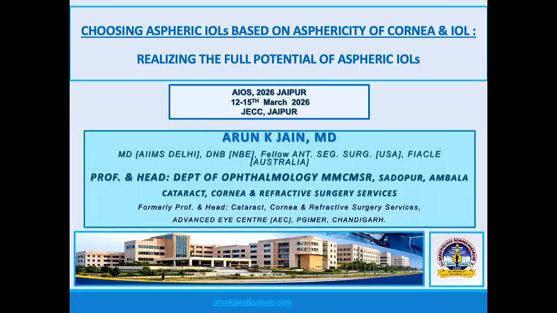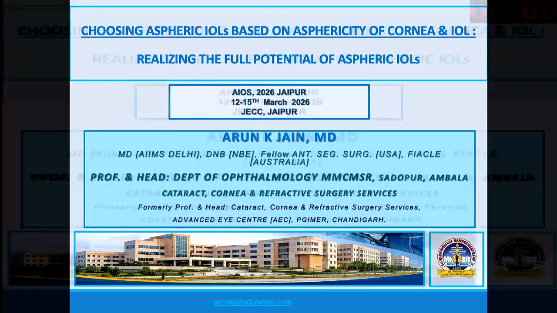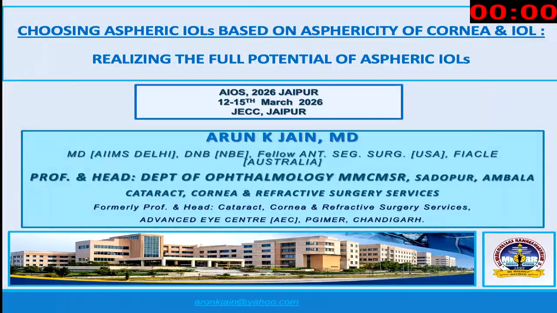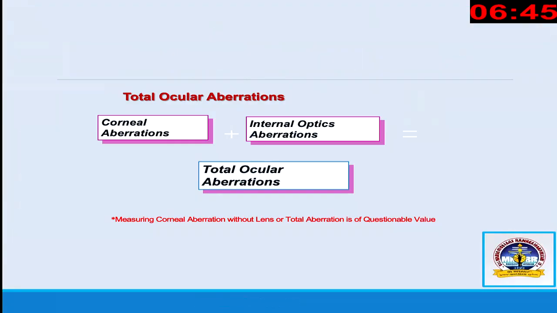At the very outset, I'd like to thank the North Zone Ophthalmological Society as well as AIC for giving me this opportunity. My topic is choosing aspheric IOL based on the asphericity of cornea and the IOL. As we all know, the quality of vision depends upon the total amount of spherical aberration in the eye. I have no financial interest in the subject matter of the talk.